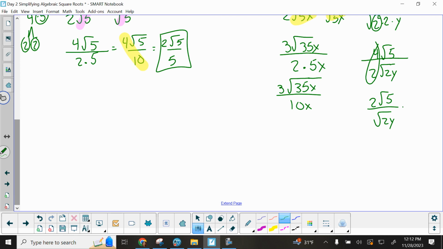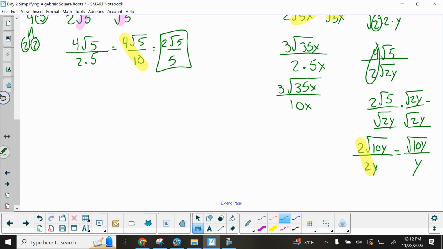And now I'm going to rationalize the denominator by multiplying by that fancy version of 1. So I get 2 radical 10y on top over 2y. And then I'm able to divide out these 2's because they're both outside the radical. So radical 10y over y. I can't divide out this y and this y because one's in the radical and one is not. So this is my final answer.